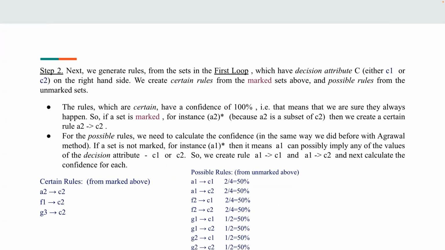Next, we generate rules from the sets in the first loop, which have a decision attribute C, represented as C1 and C2 on the right hand side. We create certain rules from the marked sets above and possible rules from the unmarked sets. The rules which are certain have a confidence rate of about 100%. That means that those sets will happen for sure. And if a set is marked, for instance A2, because A2 is a subset of C2, then we create a certain rule that A2 tends to C2.